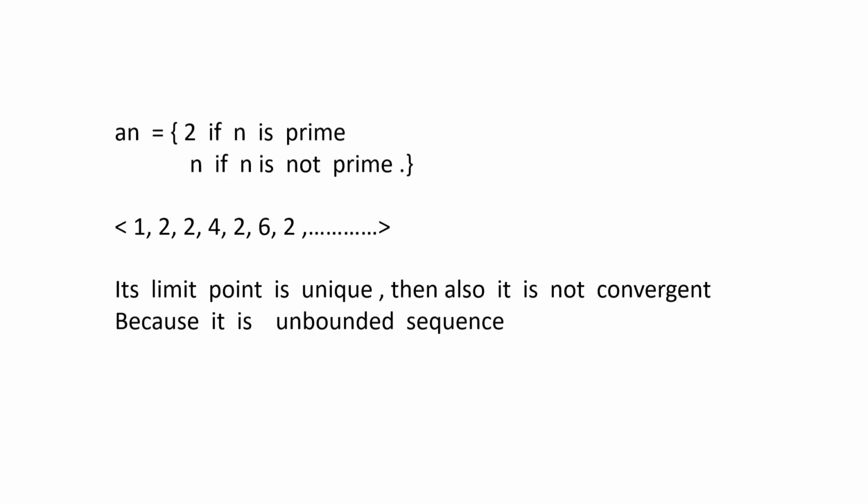Now we will take another example. an is equal to 2 if the number is prime, and the number itself if the number is not prime. Then the sequence will be 1, 2, 2, 4, 2, 6, 2 and so on. The limit point is unique, but still it is not convergent because it is an unbounded sequence.